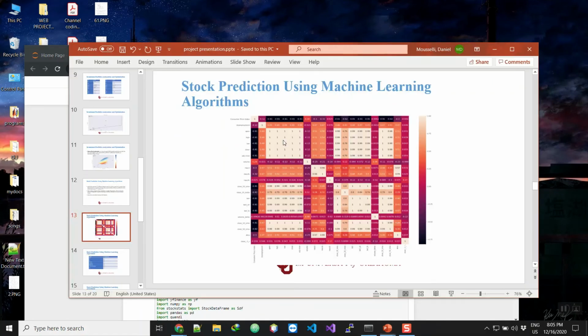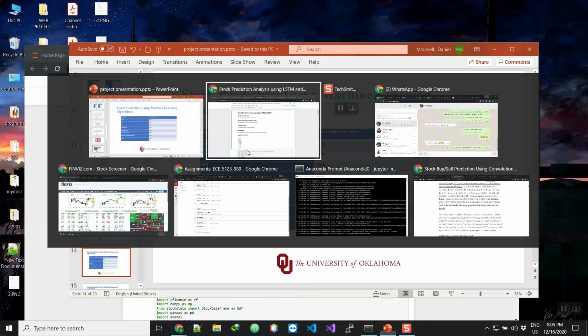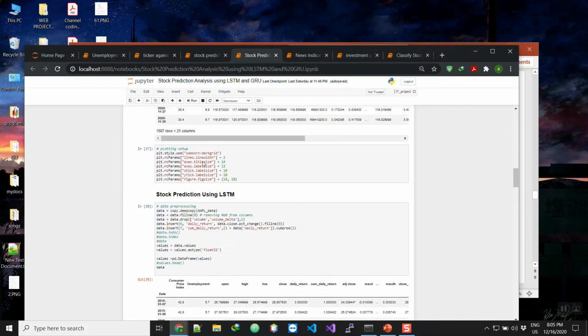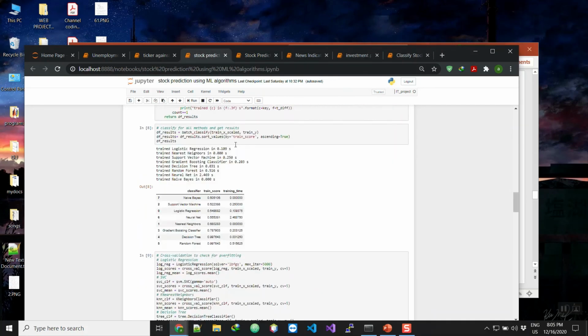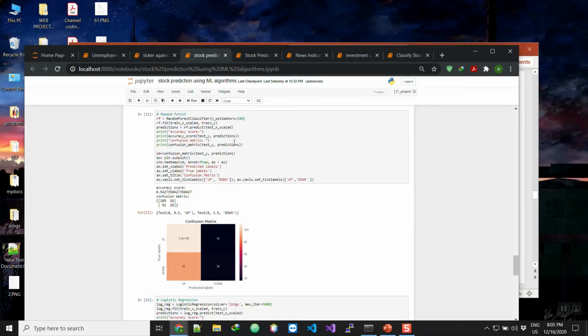And yeah, we can see the best classifier was SVM with 51%, and the rest were around 45, 46%. Everything was really bad in general. And when looking at the confusion matrix for most of them, I saw a lot of them were just identifying zeros. I defined everything as zeros. They're not identifying ones, they're not identifying ups.